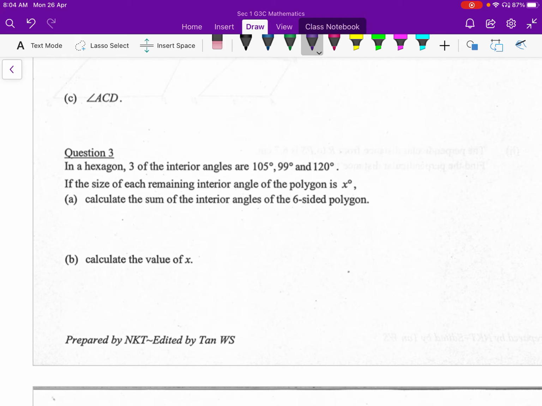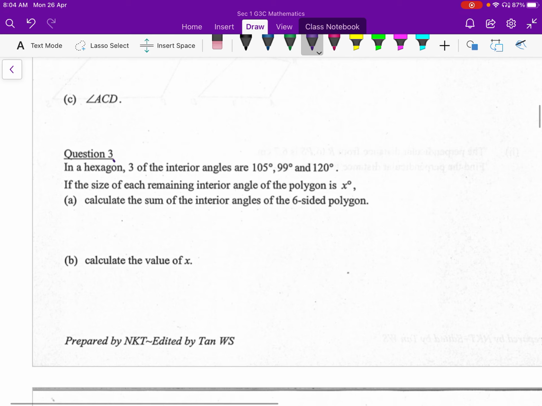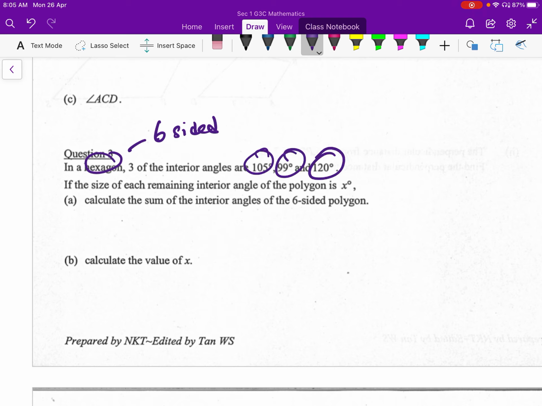Okay, in a hexagon, 3 of the interior angles... This is a hexagon, so it is a 6-sided figure. They didn't say that it is regular, so we expect that the angles could be different, and in this case they are. Now, each of the remaining interior angles is x. Calculate the sum of the interior angles of the 6-sided polygon.